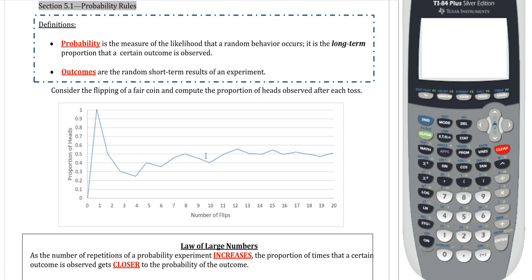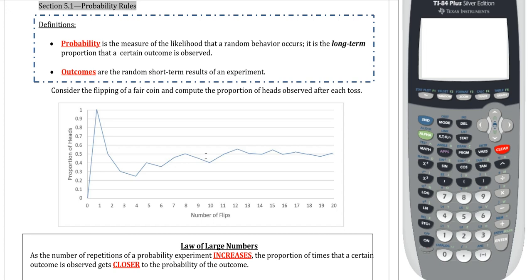When we're looking at all the possibilities of things that can happen, we call those outcomes. So our outcomes are the random short-term results of an experiment. We call it random because when we're doing an experiment, we're not necessarily sure what's going to happen. I can think about what all the possible outcomes are, but I don't necessarily know ahead of time which one is going to happen. That's why it's quote-unquote random.